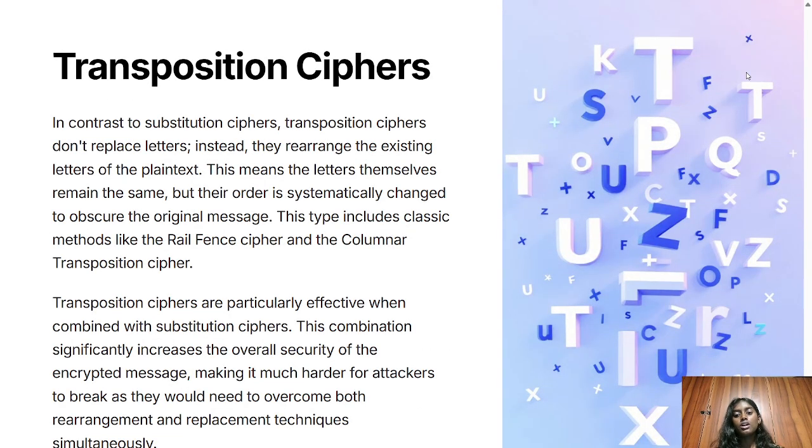Transposition cipher. Unlike substitution ciphers, transposition ciphers don't replace letters, they rearrange the order of existing letters in a systematic pattern. Two popular methods are the rail fence cipher and the columnar transposition cipher. When combined with substitution, these methods greatly strengthen security.